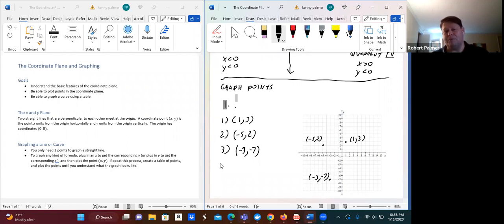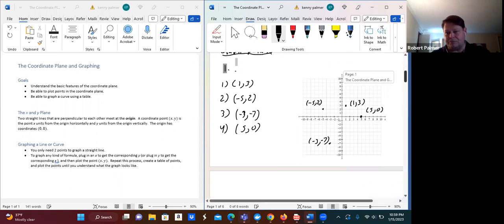Let's do one more. So this one, number 4, let's say this time I want to do 5, 0. Okay. Now, once again, for the x, find 5 along the x-axis, which is here. This time y is 0. So 0 on the y-axis is actually on the x-axis. So this last point is going to be right here at 5, 0. Okay. So that's how, of course, we plot the graph points.